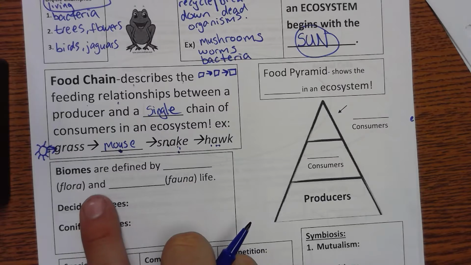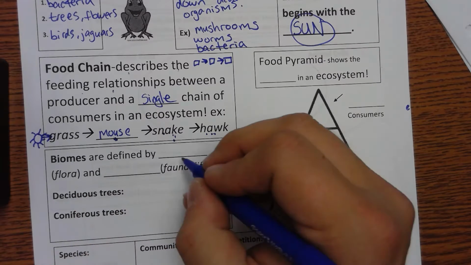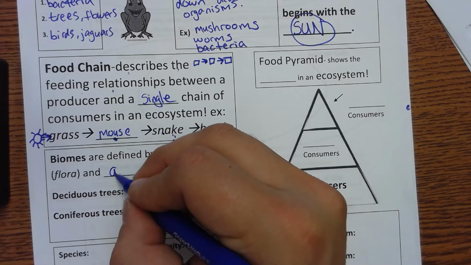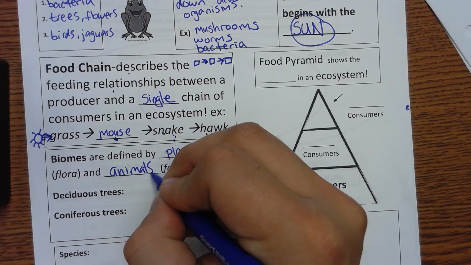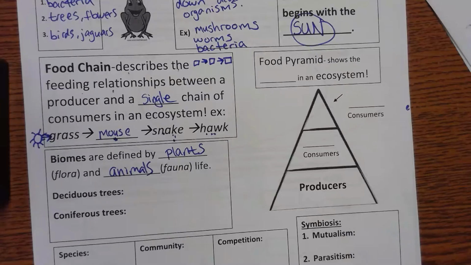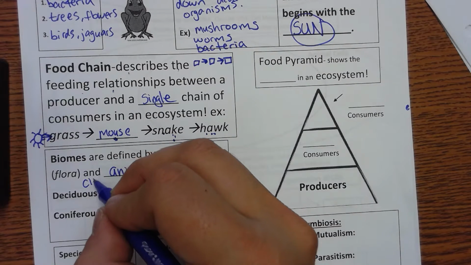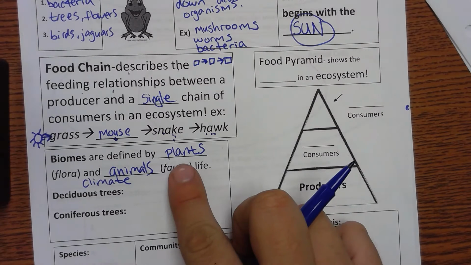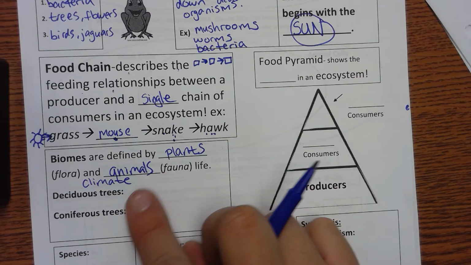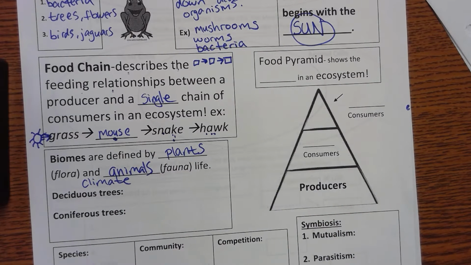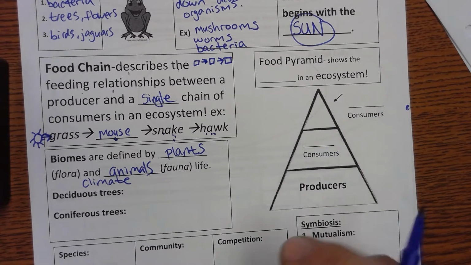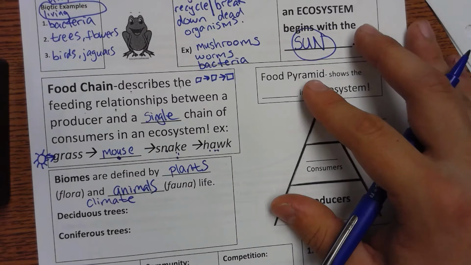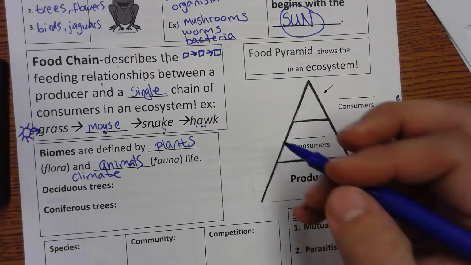So, biomes are defined by plants and animals. Okay? And I'm also going to add here climate. So a biome is a large region that has similar plants and animals and climate. Alright? I don't think there's a section here with your biomes, but you should know your biomes and a little bit about each of them.